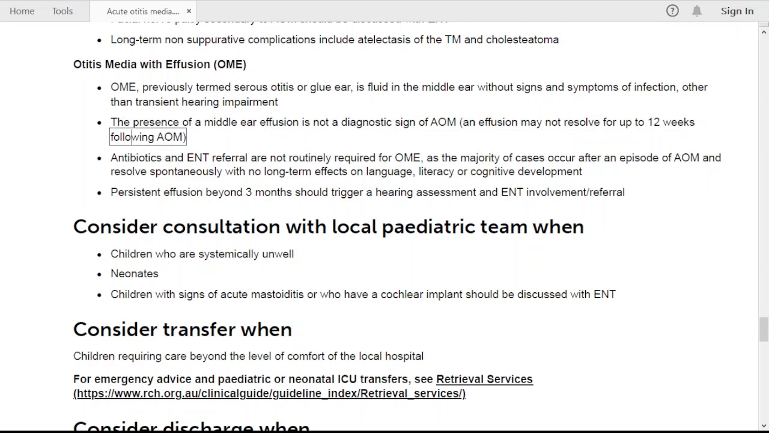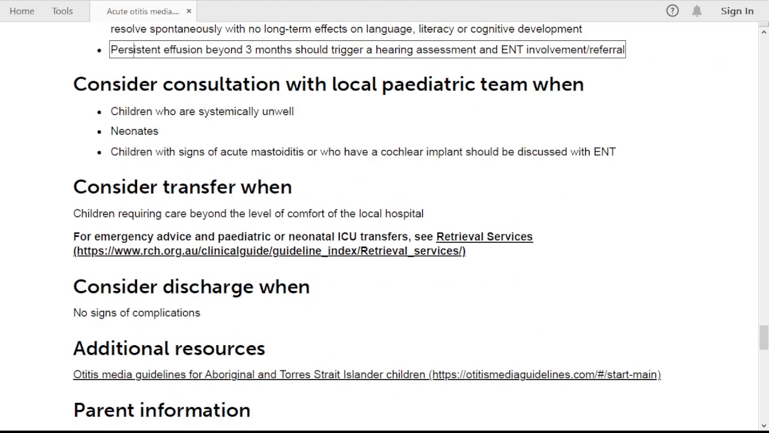up to 12 weeks. Following AOM, antibiotics and ENT referral are not routinely required for OME, as the majority of cases occur after an episode of AOM and resolve spontaneously with no long-term effects on language, literacy, or cognitive development. Persistent effusion beyond 3 months should trigger a hearing assessment and ENT involvement/referral.